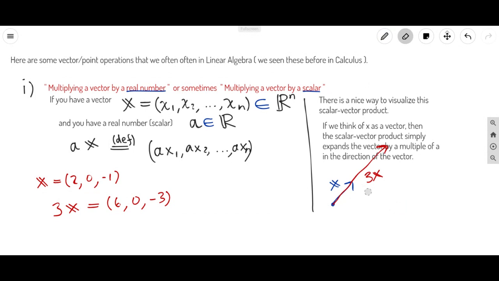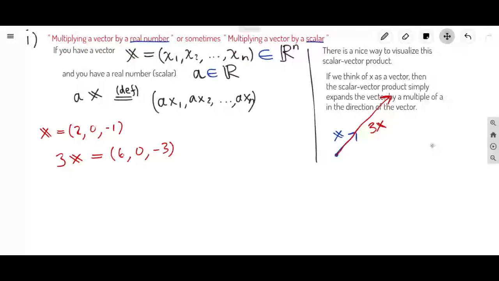Now there are some small subtleties here. For example, if the number that you're multiplying it by is a negative number, then it goes in the opposite direction, as we know. But if the number is positive, it just gets expanded by that factor. And there's also another small subtlety, which is that if the number you're multiplying it by is smaller than 1, for example if you multiply it by 1/2, then you're just going to cut it in half. So that's what happens here.